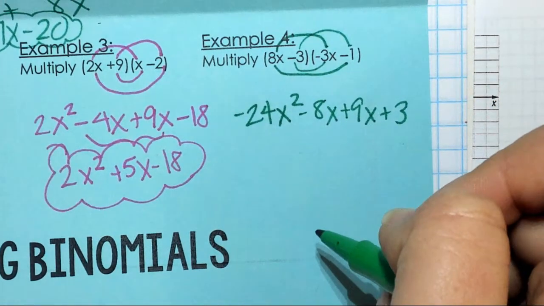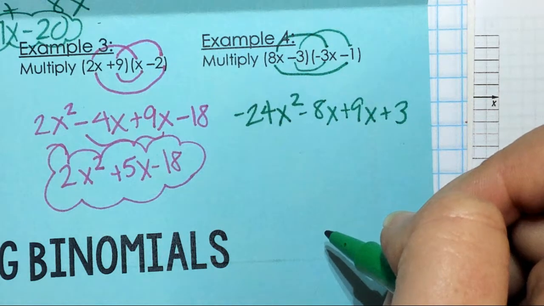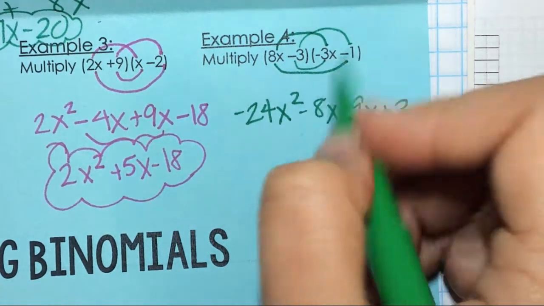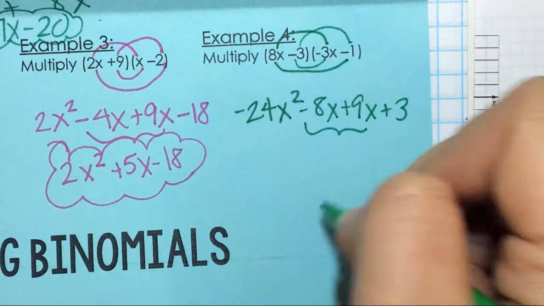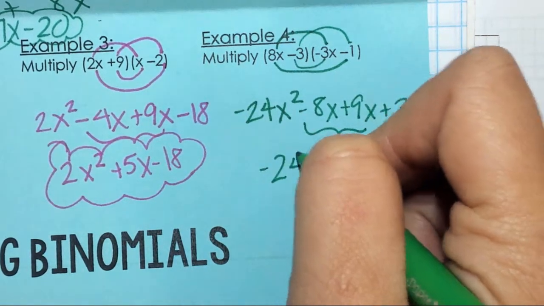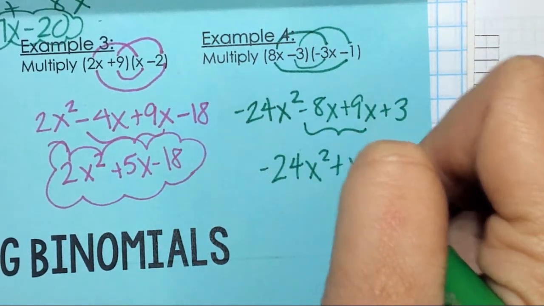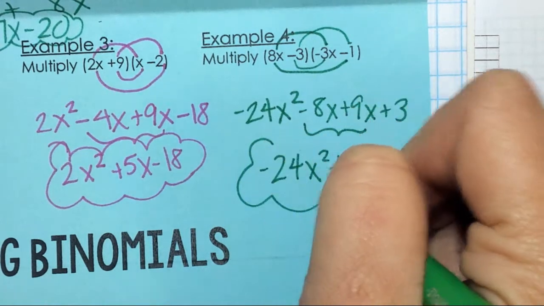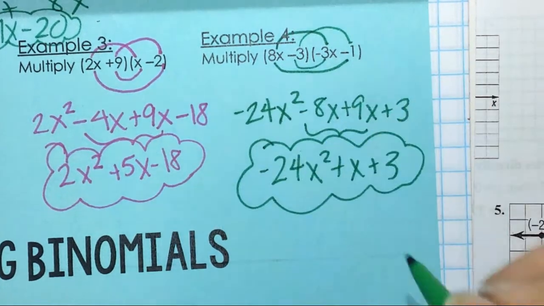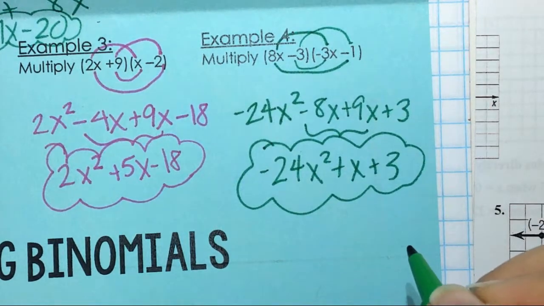So did we get that right? Those of us who actually did our homework? Okay, so then we combine like terms. What's negative 8x plus 9x? So positive x plus 3. How many of us got that right? If 2 people at your table got it right, take a point.